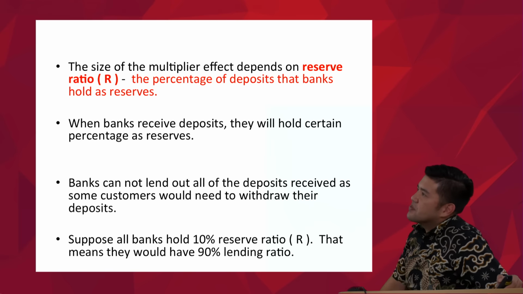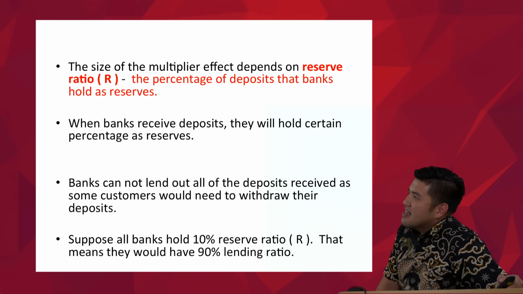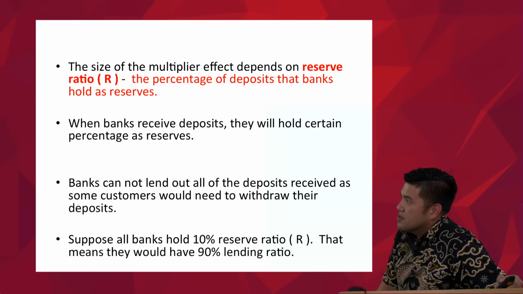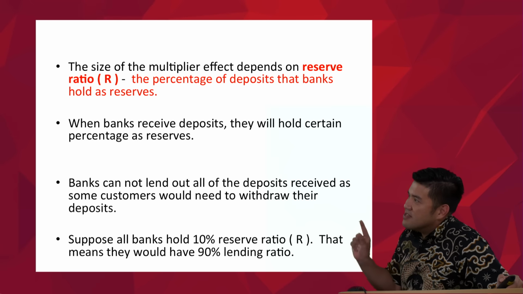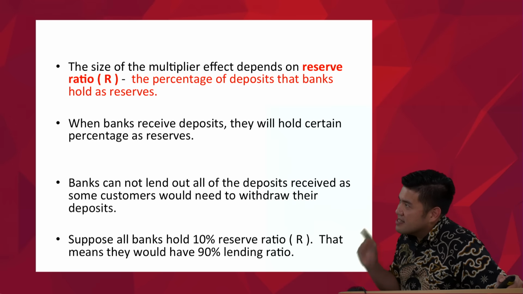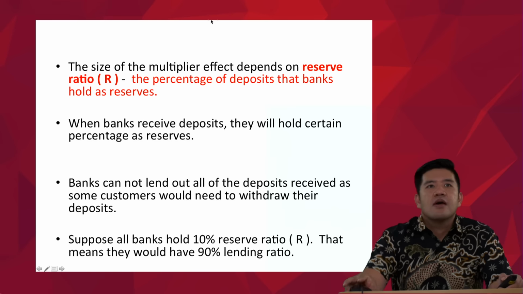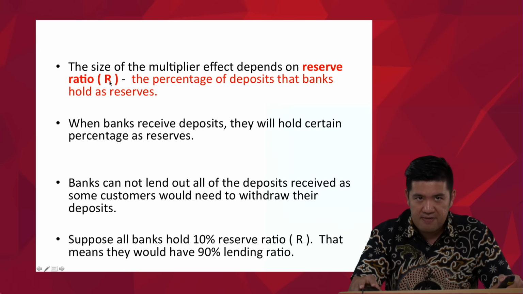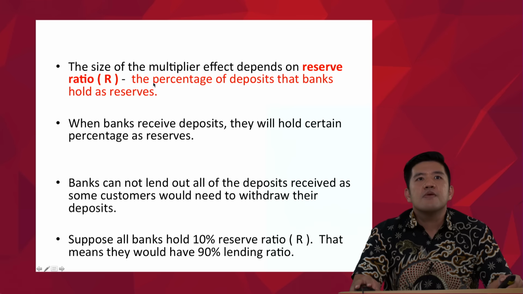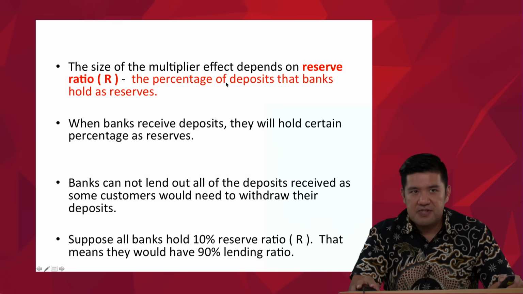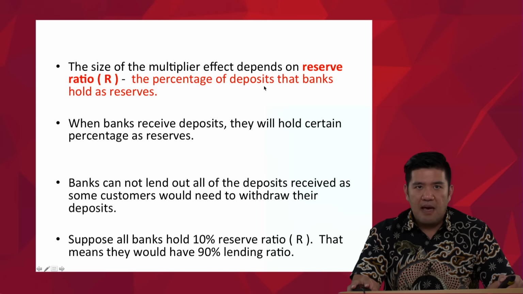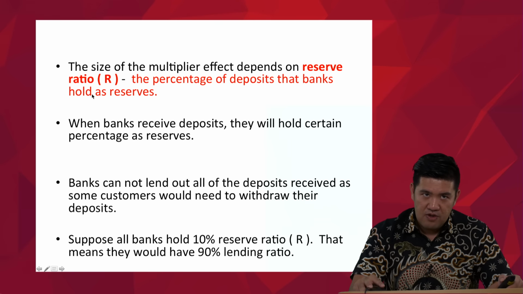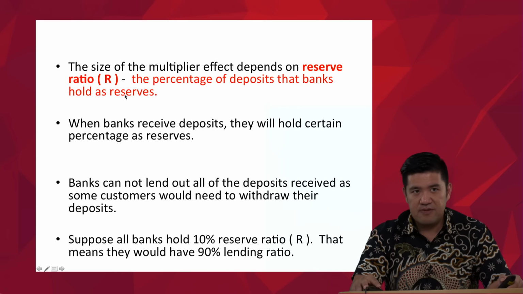Okay. The size of the multiplier effect depends on what we call reserve ratio. Let's use capital R. Reserve ratio: the percentage of deposits that banks choose to hold as reserves.